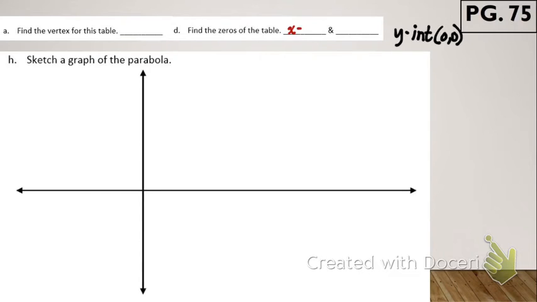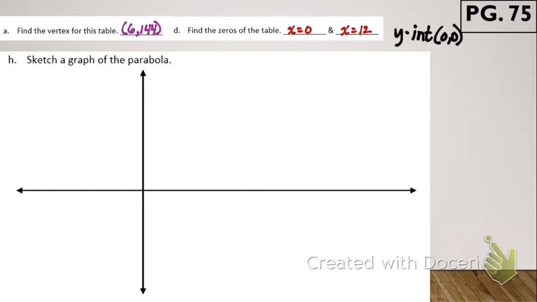Yep. We know our roots are at 0 and at 12, right? And do we know the vertex? Yes. What is our vertex? It is 6. Yep, 6 and 144. So I've got these 4 points that I can graph.